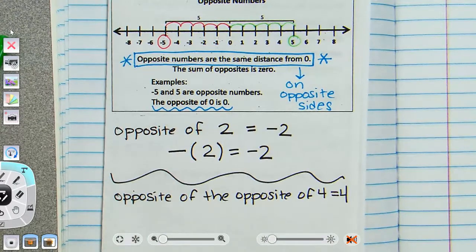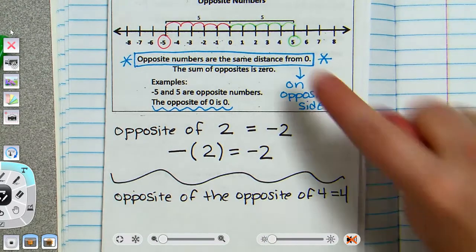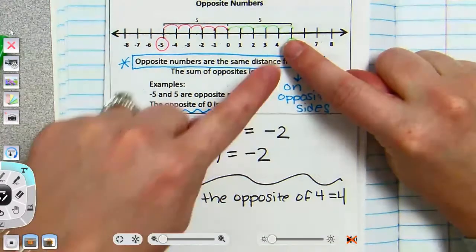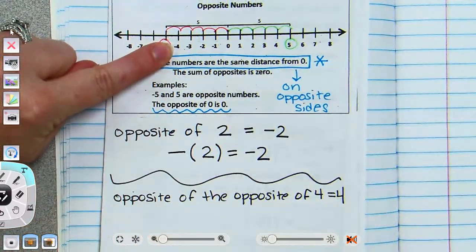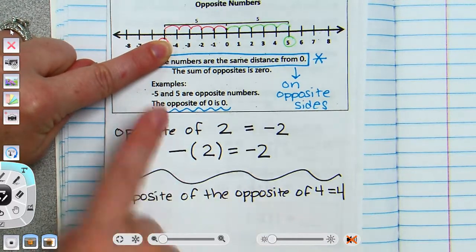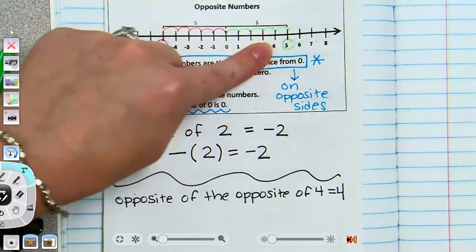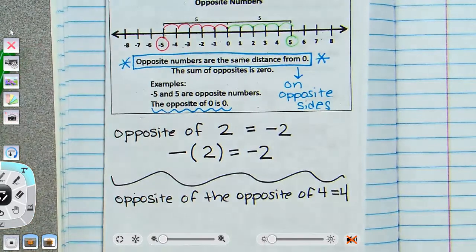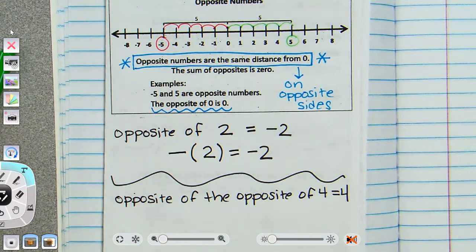Now, I'm going to show this again in case you want to see it again. So it says the opposite of 4. I'm going to start at 4. I'm going to take the opposite. So I'm over here at -4, but that was only one opposite. I'm going to take the opposite again. So the opposite of -4 gets me all the way back to 4. So with double opposites, you actually land back where you start. You took a trip to the opposite, and then you took another trip back to your starting point.